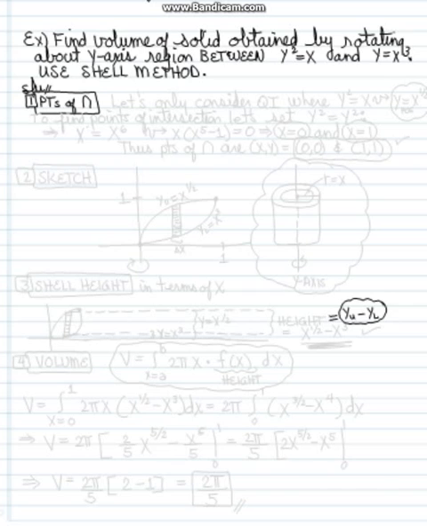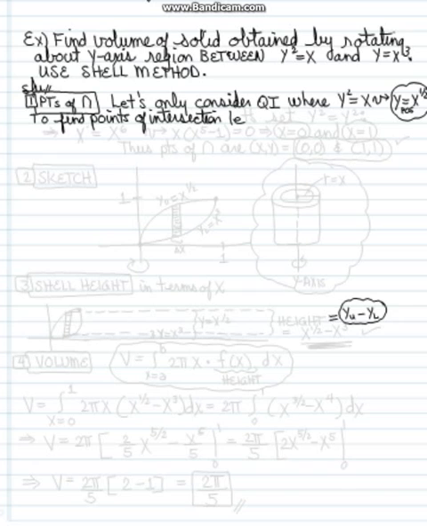Because the intersection will take place here in the first quadrant, we're going to take y squared equals x and solve for x. Well, if you take the square root of both sides, you get y equals plus or minus the square root of x. But in the first quadrant, we're only interested in the positive solution, so y equals the square root of x. To find the points of intersection, let's set y equal to y. That's the easiest way to do it.